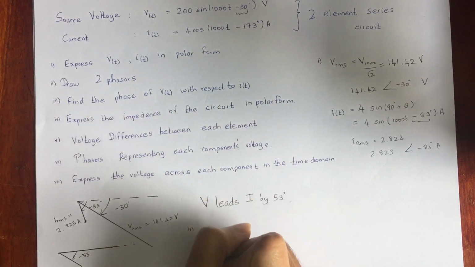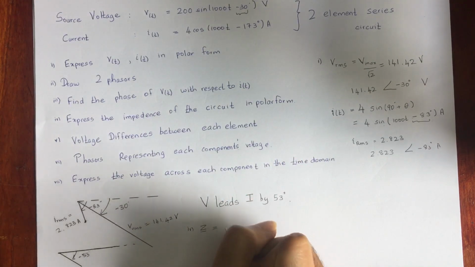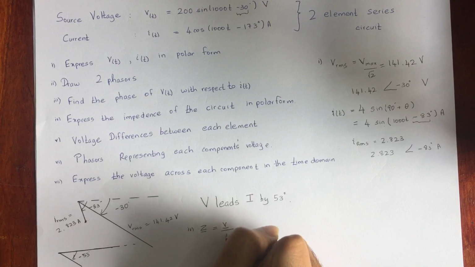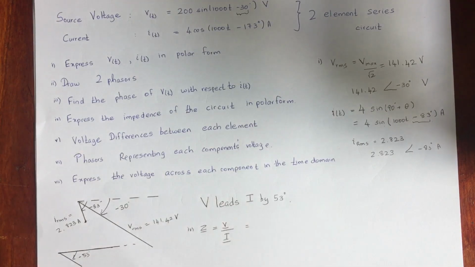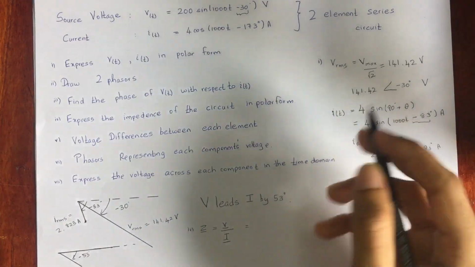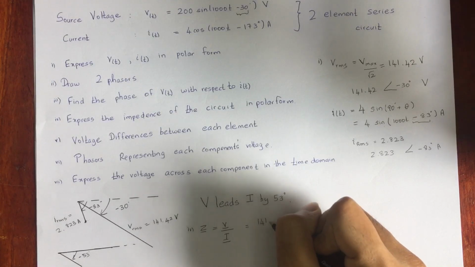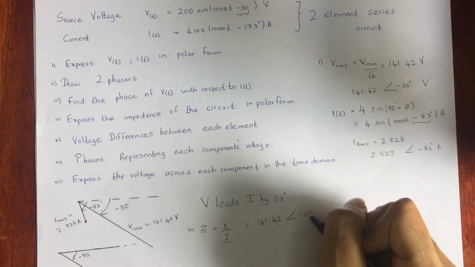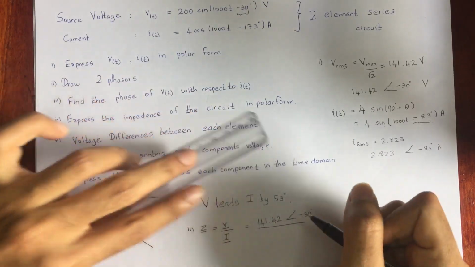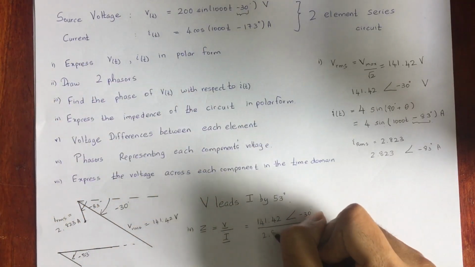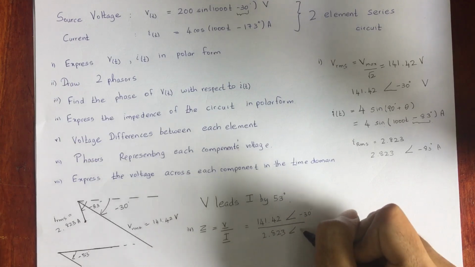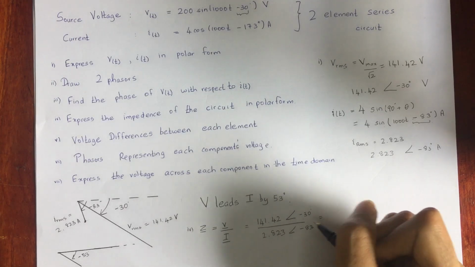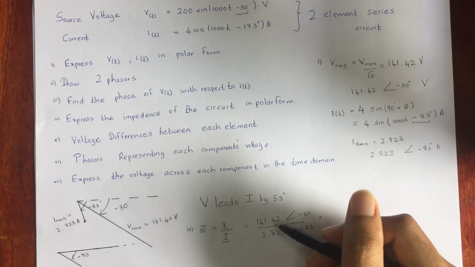So when we are considering the impedance, we can directly tell it's going to be V over I. Actually, we knew that voltage in the polar form. We can directly write this one, 141.42, the angle of this is minus 30, and this part is 2.823, minus 83.